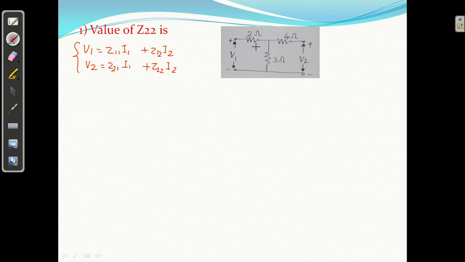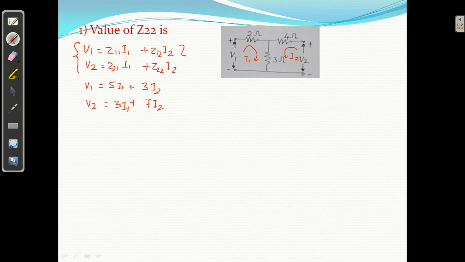Now, if you write the KVL in loop 1, this is the incoming current I1 and this is again the incoming current I2. In loop 1, (2 plus 3) 5 I1 plus, since the 3 ohm is a common branch, both I1 and I2 flow in it, downward, so plus 3 I2 equals V1. In loop 2, (4 plus 3) 7 I2 plus 3 I1 equals V2.